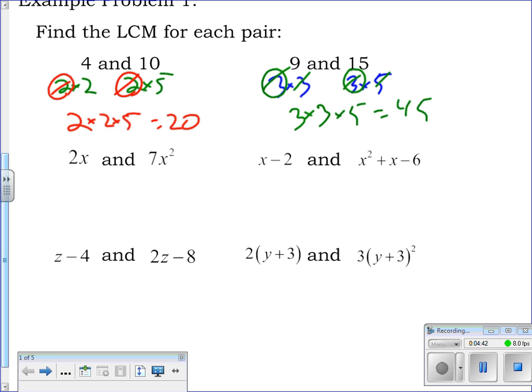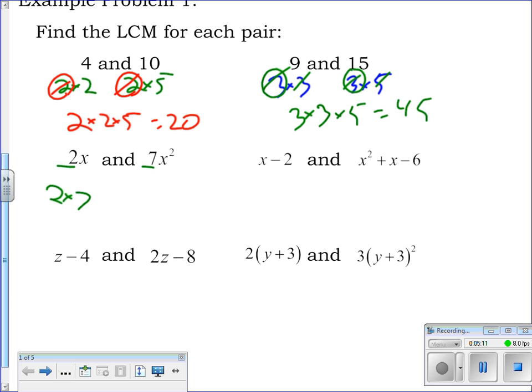These ones here, it's fairly simple. I do the same thing that I just did for the 4 and 10 and 9 and 15 for the 2 and the 7. Okay, 2 and 7 are what we call relatively prime. They have no factors in common. So that means I list 2 times 7 because they have no factors. 2 doesn't go into 7. 7 doesn't go into 2. There's nothing that goes into both of those numbers except for 1. It's relatively prime.